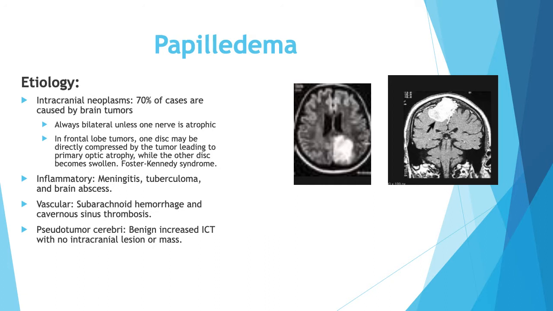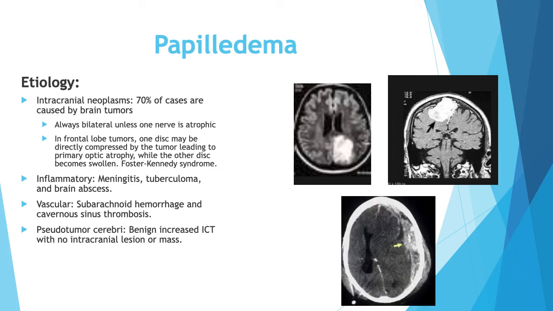Papilledema also could be due to inflammation: meningitis, inflammatory brain abscess, tuberculoma, like a granuloma inside the brain due to TB. It could be vascular, like subarachnoid hemorrhage and cavernous sinus thrombosis, and this is an example of subarachnoid hemorrhage due to trauma, severe head trauma. Blood accumulates in the subarachnoid space, and it will press on the brain, increasing the intracranial tension, reflected inside the eye as papilledema.